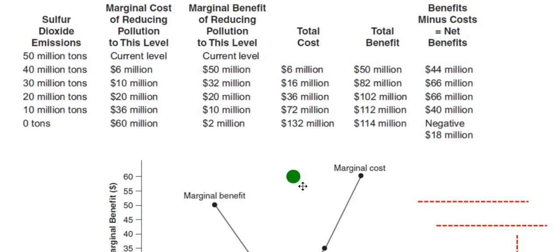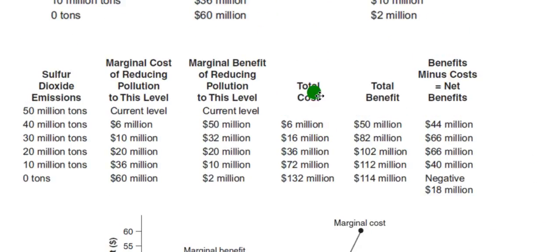And then what is very helpful to do is compute the total cost and total benefit. That's done simply by adding up the marginal cost. So going from 50 to 40 million costs 6 million marginally, and we started at 0, so the total there is just going to be 6 million. But then going from 40 million down to 30 million tons of pollution, the marginal cost there is 10 million. So in order to get total cost, we have to add that to the 6 million before, and that gives us a total cost of 16 million.